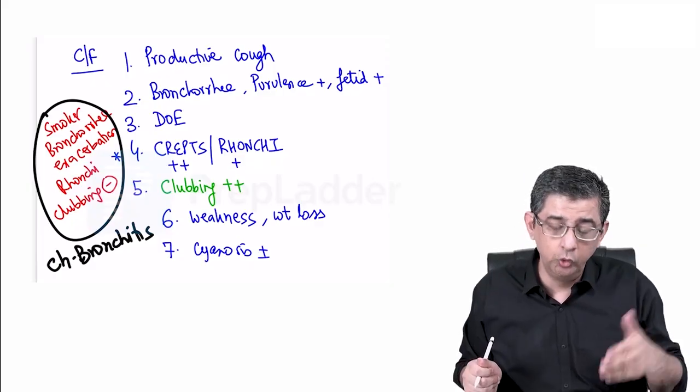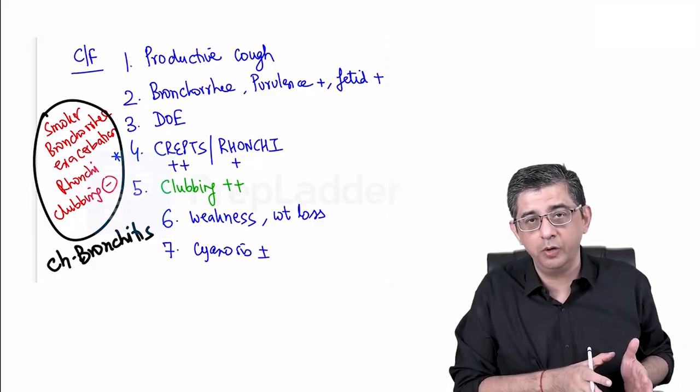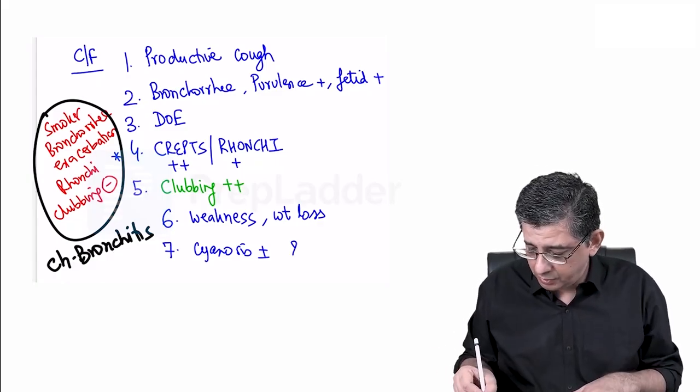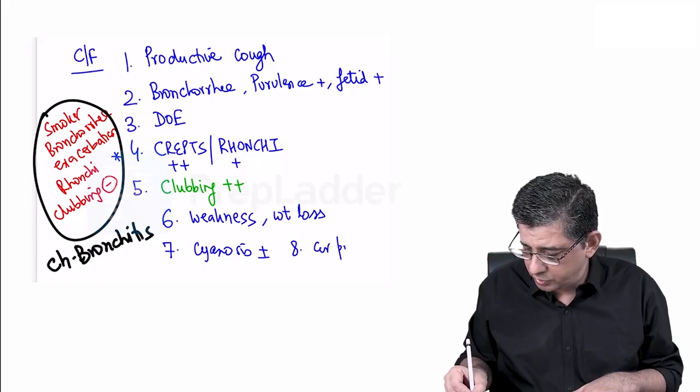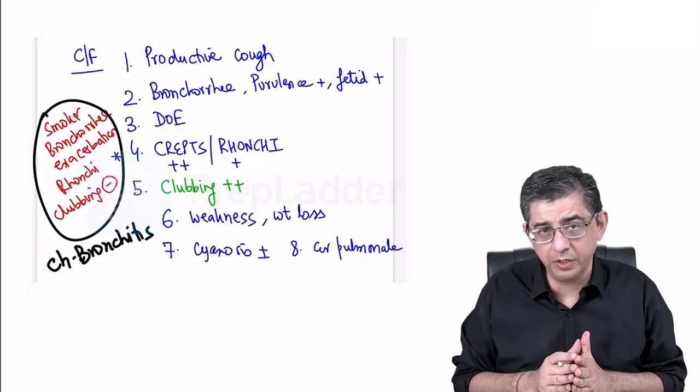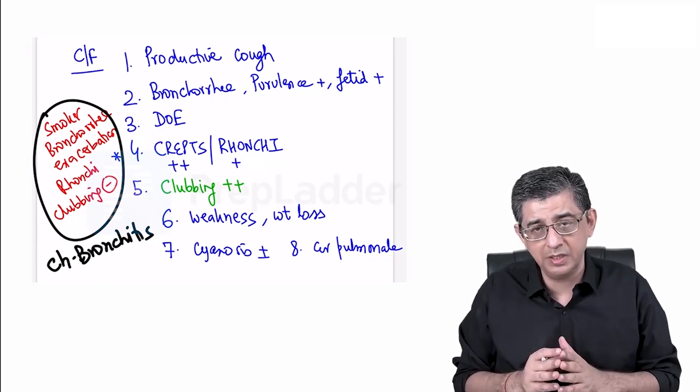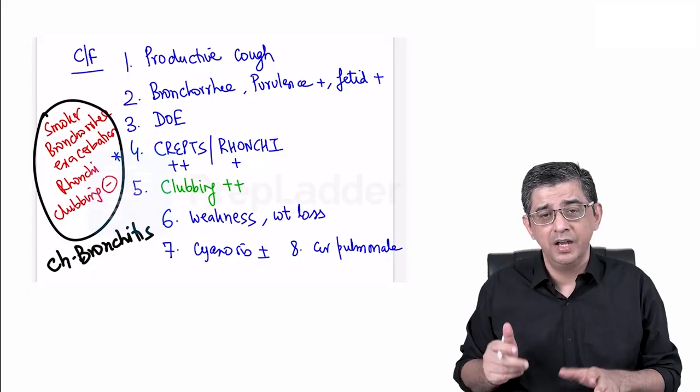I mean, blue bloater. Blue bloater is chronic bronchitis, and even cyanosis can be found in these patients as well. Subsequently, as the disease progresses, features of cor pulmonale, right ventricular failure, and pedal edema will occur in the patient, though with time, the severity of manifestations has become relatively lesser with respect to this disease.